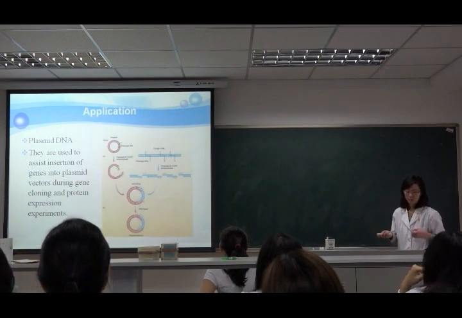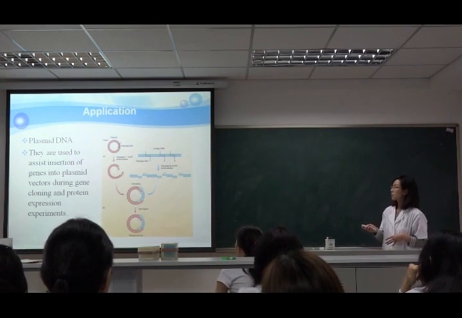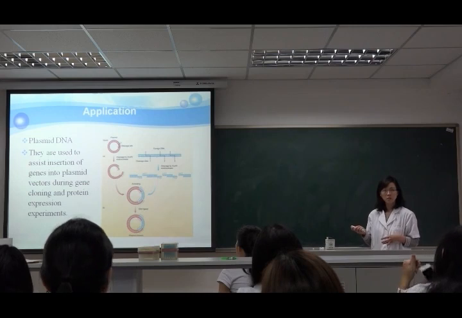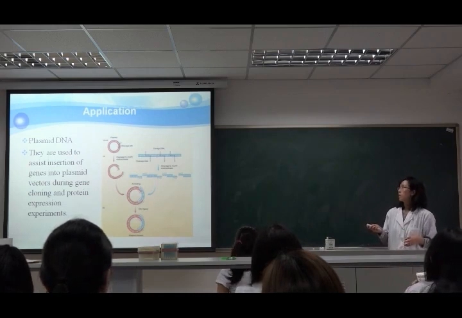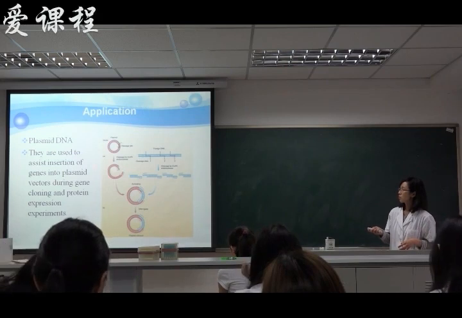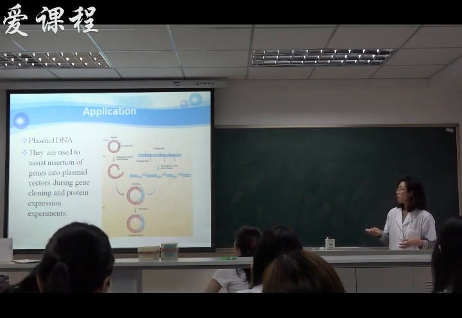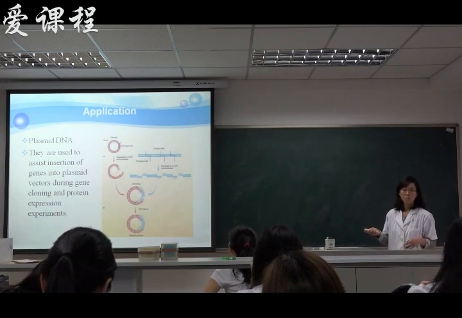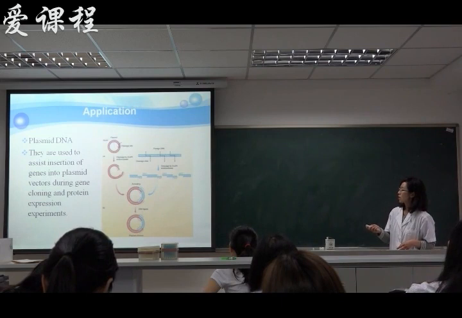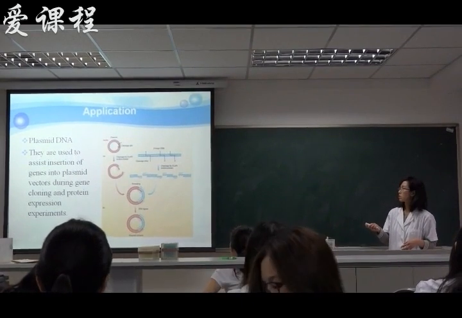Another application is very important: we can recombine plasmid DNA and our target DNA. The plasmid DNA is a circular DNA in bacteria, and it can replicate by itself. So we just want to put some DNA into the plasmid DNA. Then when the plasmid DNA replicates or expresses protein, our target DNA follows the plasmid DNA. Here, the red one is the plasmid DNA, and the blue one is the target DNA, the DNA we want to insert into the plasmid.